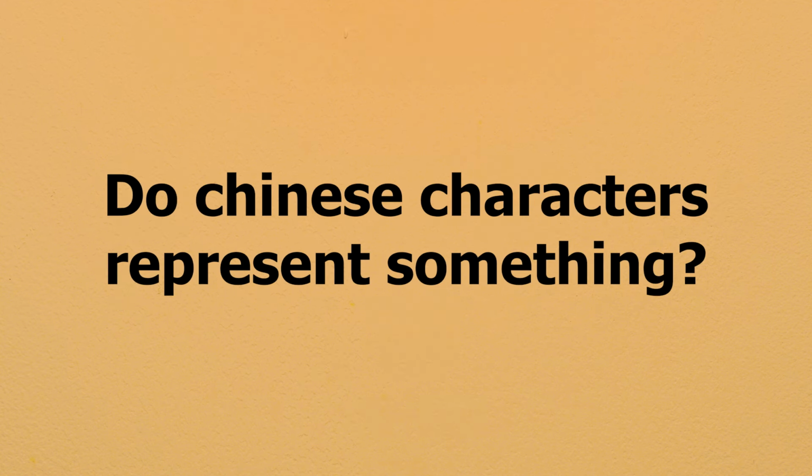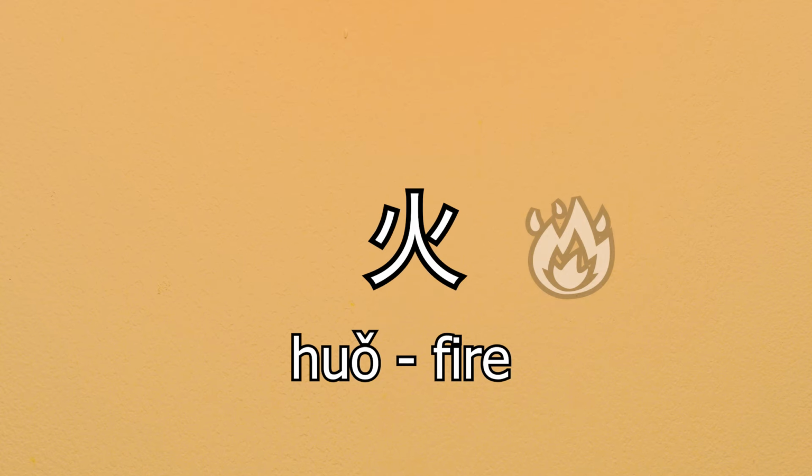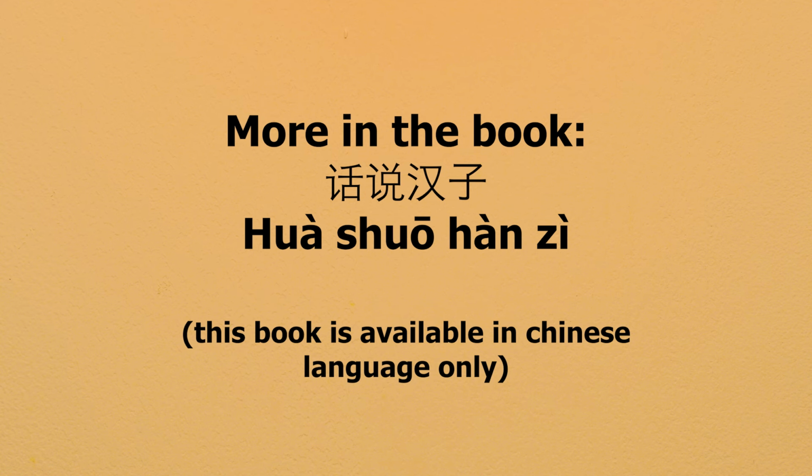Now that we have seen how Chinese characters are formed, we are going to see if they represent something. The answer is yes, they do represent something. For example, huo, this character, means fire and is similar to fire. If you would like to learn what every single Chinese character represents, you can look for this book. It's called 话说汉字. Inside this book, you will find the history of Chinese characters and what they represent.